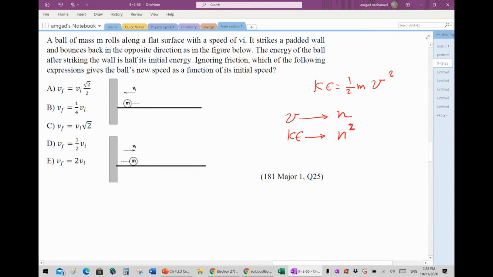Do you agree about that? Of course. And vice versa. If I tell you the kinetic energy changes X times, I need another symbol, I don't like L. The kinetic energy changes X times. So the speed will change what?